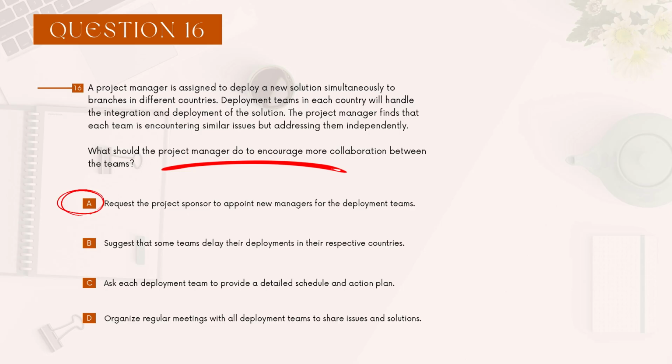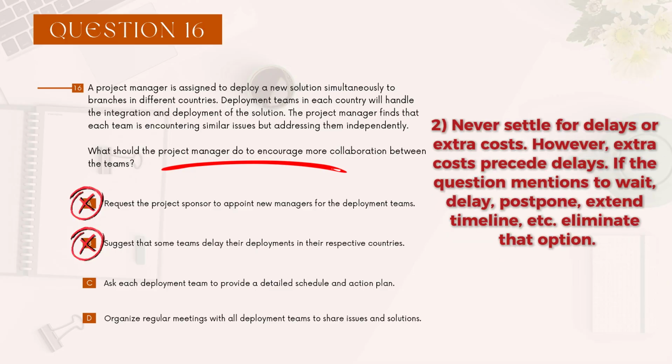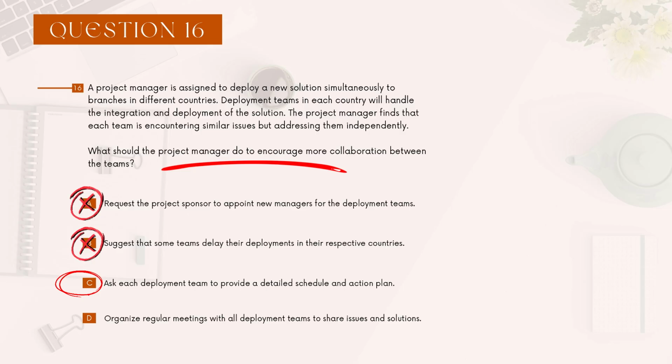Request the project sponsor. So I don't want to go to the sponsor. Eliminate that option, principle number 8. Suggest that some teams delay. We don't want to delay anything. Principle number 2, never settle for a delay. Ask each deployment team to provide a detailed schedule and action plan. Okay, I don't see how that's going to solve the problem of collaboration, so I'm just going to eliminate that. But let's just see what D is. Organize regular meetings with all deployment teams to share issues. Okay, that's beautiful. That's the answer. If your team is global, you'll host regular meetings online, get everyone on board, and share feedback as you move on. Okay, D is going to be the answer for number 16. All right, see how easy life becomes when you use the principles to your advantage.